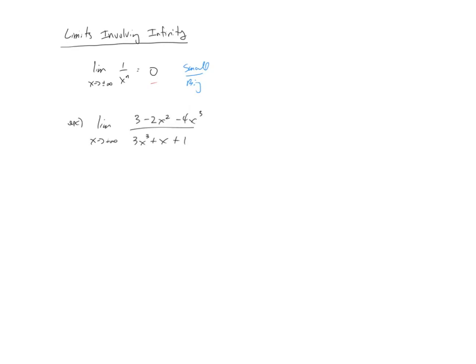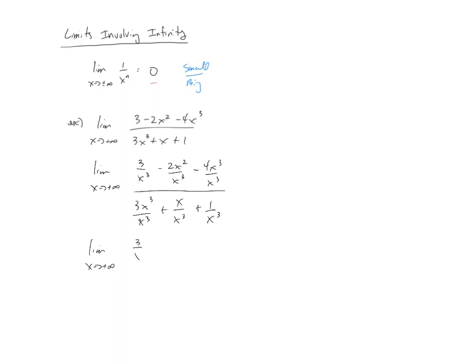Mechanically, the way that we're going to handle these types of problems is we're going to divide every single term by the highest degree x in the denominator, which in this case would be x to the third. So I'm going to divide every single term, top and bottom, by x cubed. I'm going to carry this limit notation down on every single step. I'm dividing everything here by x cubed, and this should simplify down pretty nicely.